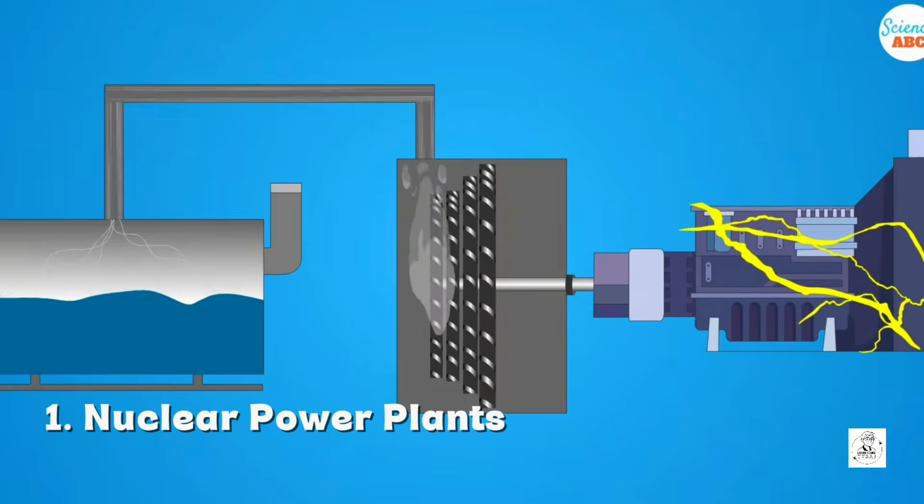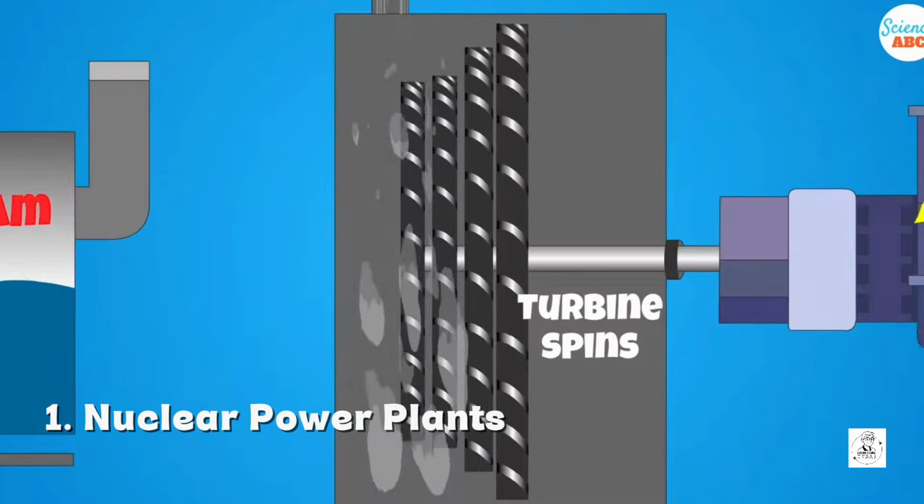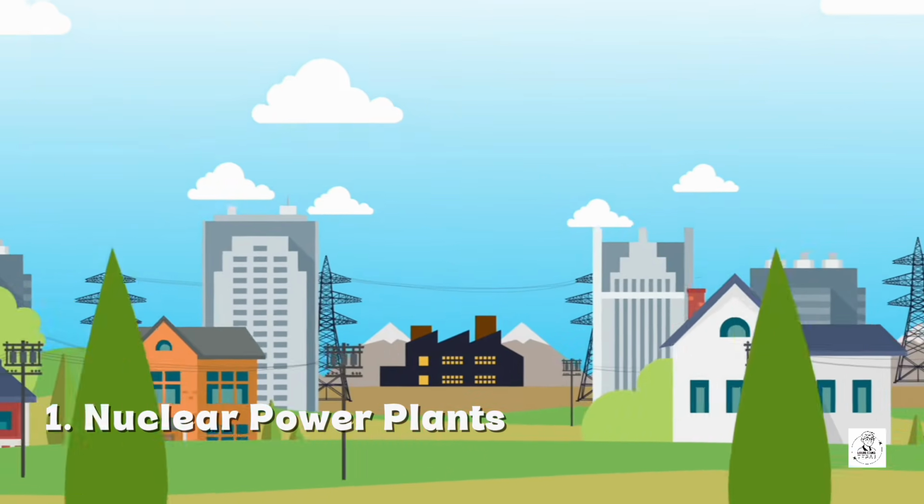Nuclear fission is used to generate electricity. The heat produced is used to boil water, create steam, and spin turbines. This electricity powers millions of homes.